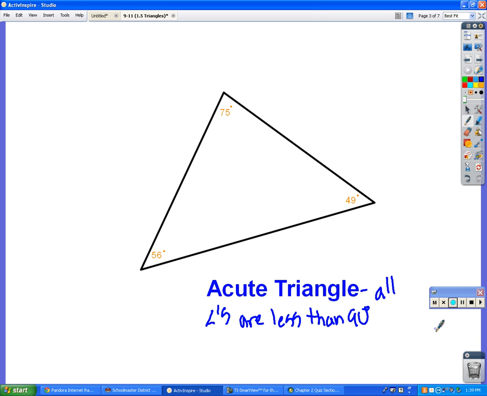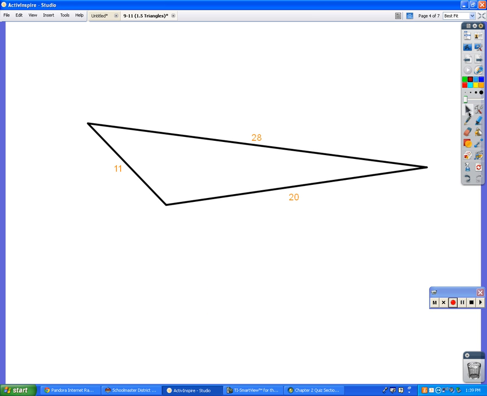Okay, so those are the three different kinds of triangles you can have based on their angle measures. You can have a right triangle, an obtuse triangle, or an acute triangle. We can also classify triangles based on the measures of their sides. So what is this? This is a scalene triangle.